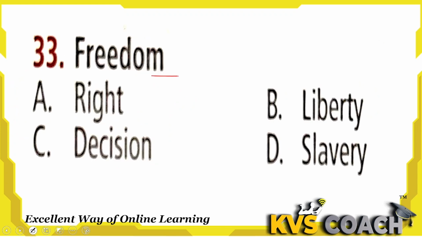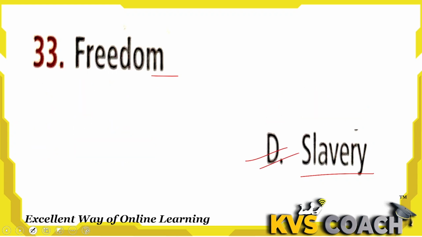Next question is freedom. Freedom is that you have freedom for making decisions. You have rights. That is called freedom. Okay. You have liberty. That is called freedom. Okay. You can do anything which you want to do. That is called freedom. But what will be the opposite of freedom? That is slavery. Okay. Where you are bound to do something that is instructed by someone. That is called slavery, which is very much opposite to freedom. Option D is the right answer here.